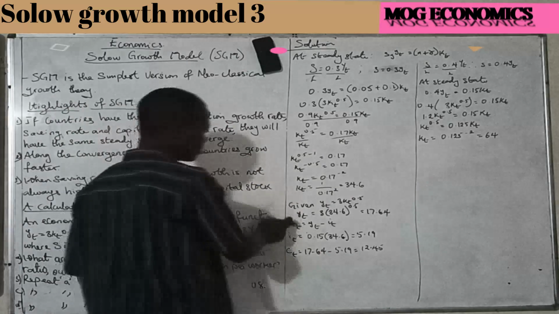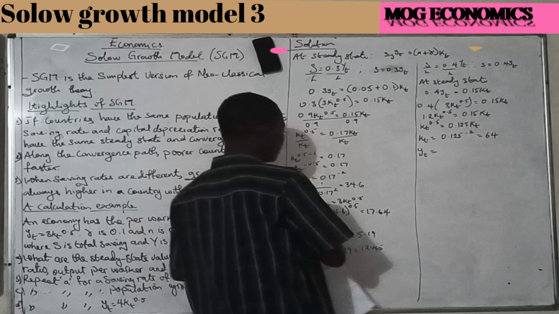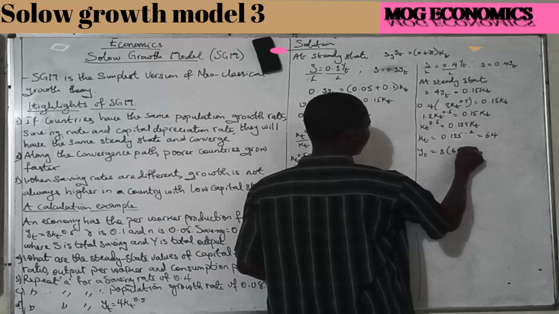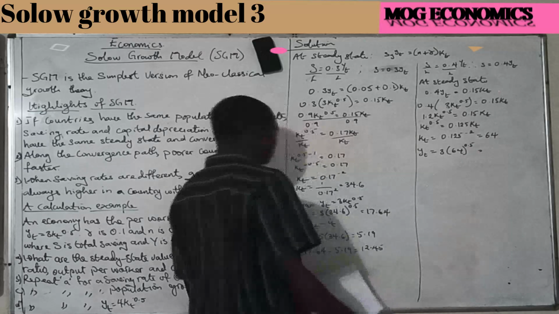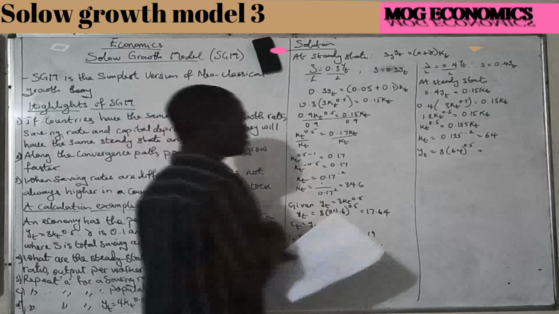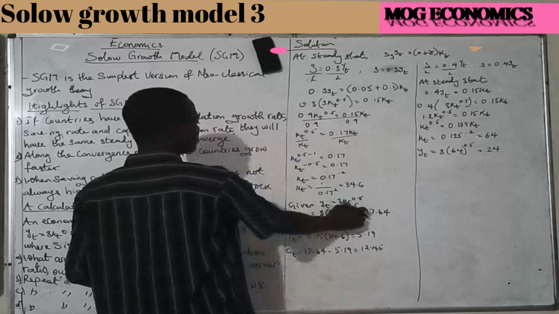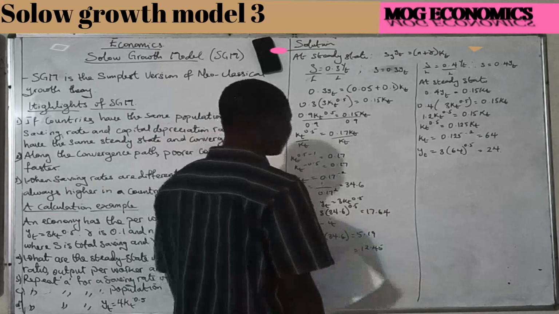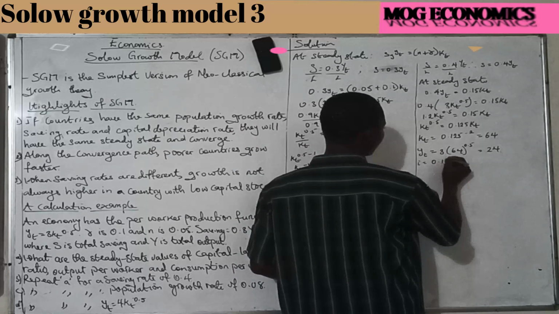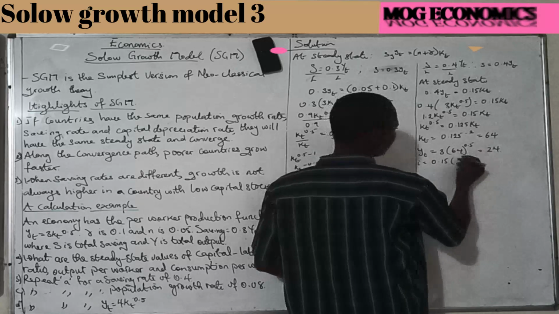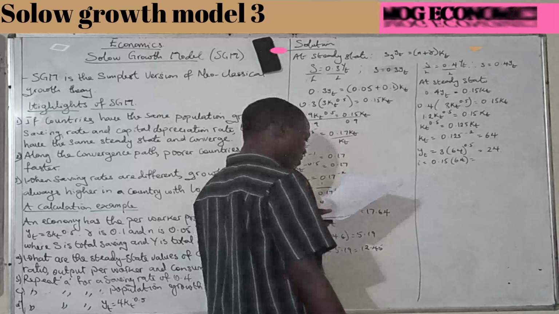So YT is now going to be 3 into bracket 64 raised to 0.5. This is root 64, which is 8. 8 multiplied by 3 is 24. So you can see initially YT was 17.64, now it's 24. How about consumption? Before that we have to get investment. This is 0.15 KT, with KT equal to 64. 0.15 multiplied by 64 is 9.6.